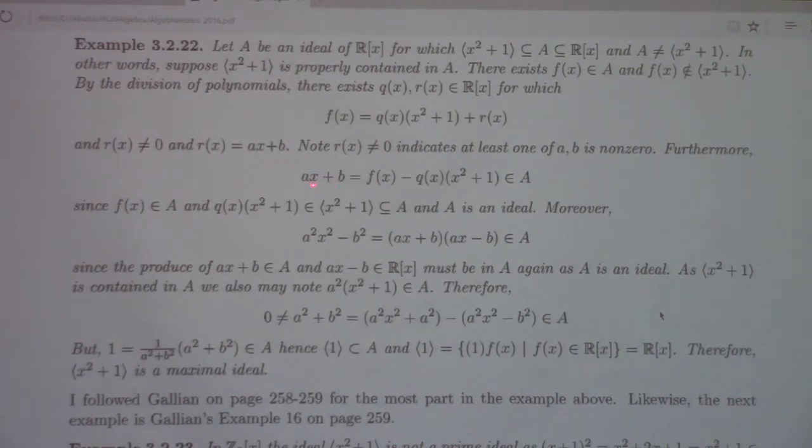So what we've got then is ax plus b is equal to f of x minus q of x times x squared plus 1. But notice that f of x is in A, and q of x times x squared plus 1 is in the ideal generated by x squared plus 1, which we're assuming is a subset of A. So both terms are in A. Consequently, their difference is in A. Also, a squared x squared minus b squared is ax plus b times ax minus b.